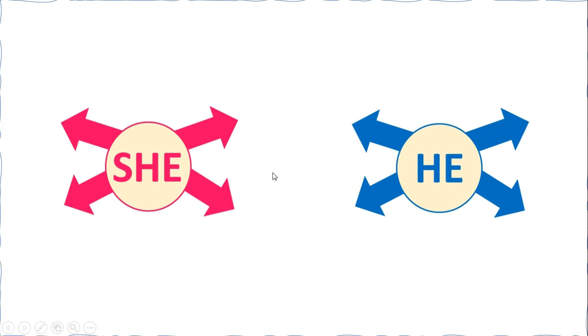The family members in the right. We are going to classify the family members mentioned before between she and he. So let's start with grandmother.